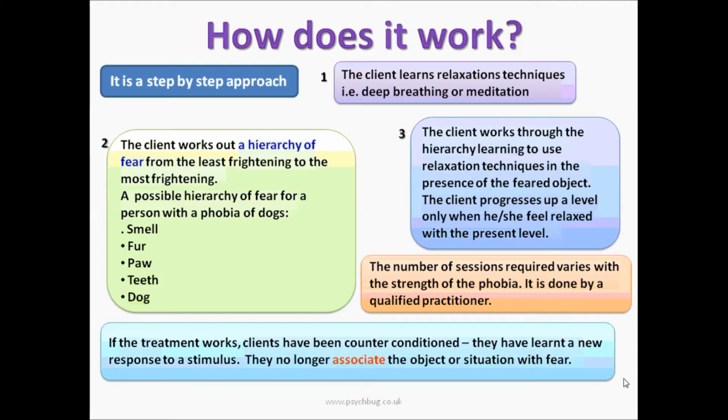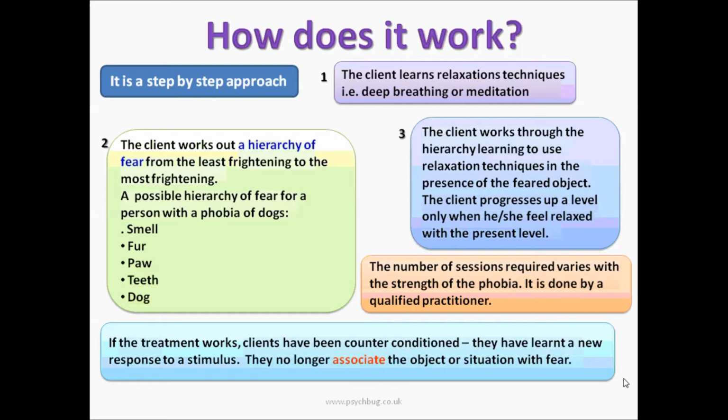Client learns relaxation techniques. So they learn to relax by deep breathing. Some do some meditation. Some do what they like, how they relax. Each to their own. And then the next step, they work out their hierarchy of fear from least threatening to most threatening. So if you had, I don't know, a fan, you could be scared of fans. I don't know if that's a real thing, but it could be. And your least thing could be seeing a picture of a fan or seeing a video of a fan in use. And then the most fearful thing would be actually being sat near a fan that's in use.